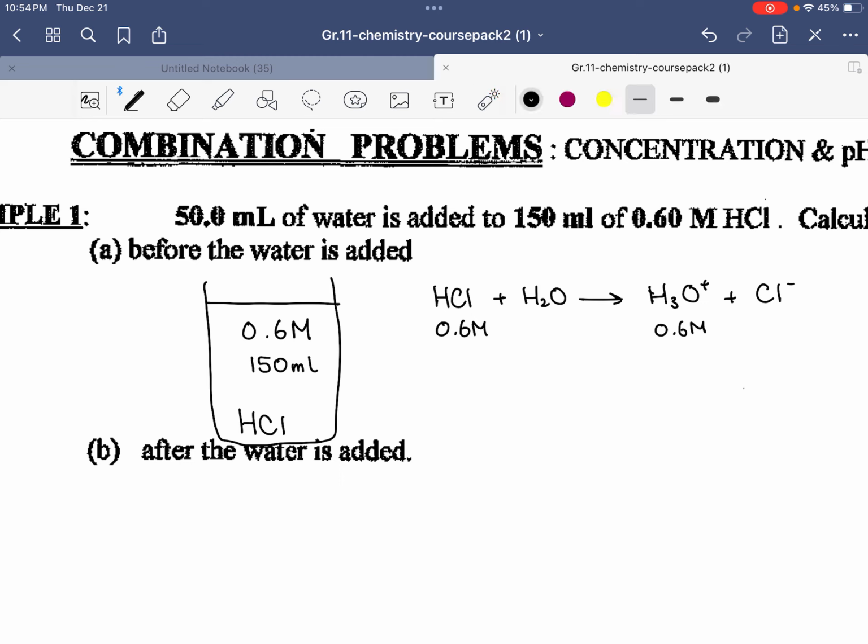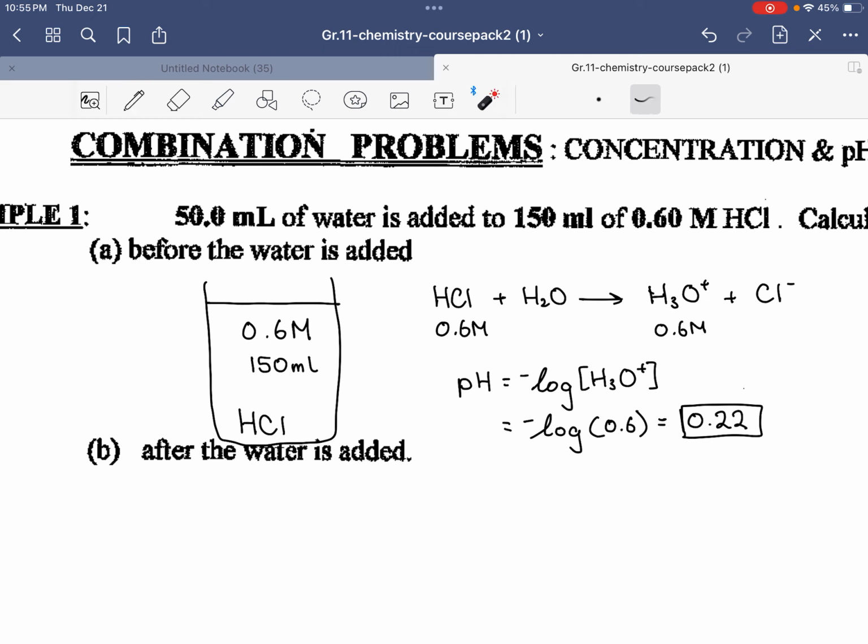Now, why is this important? It's because the definition for pH is negative 1 times log of H3O plus. That's why. So all we need to do right here is to sub in 0.6, and you should have an answer of 0.22. So that is the pH of this solution before you add water.